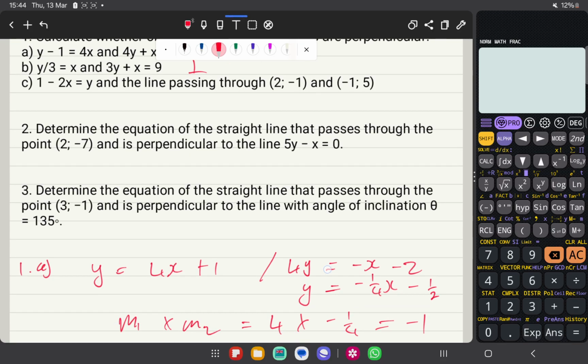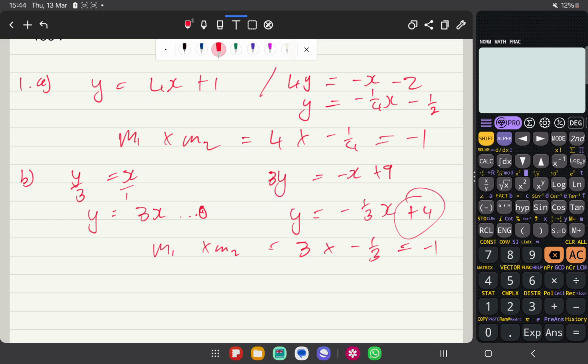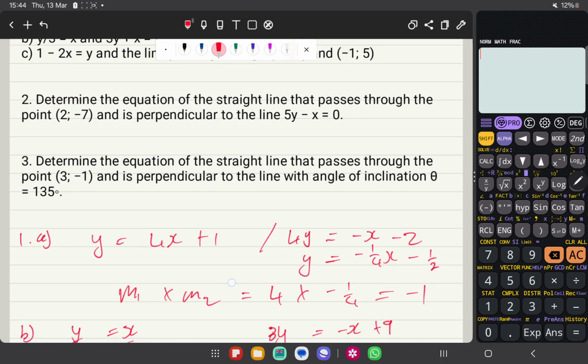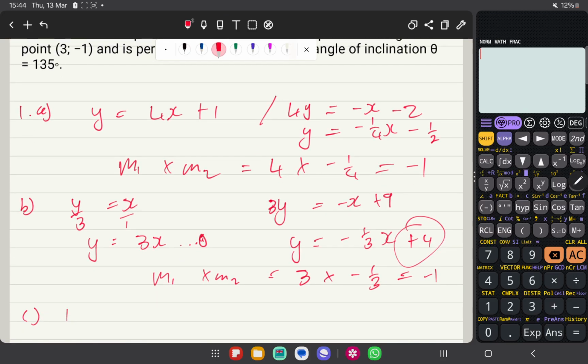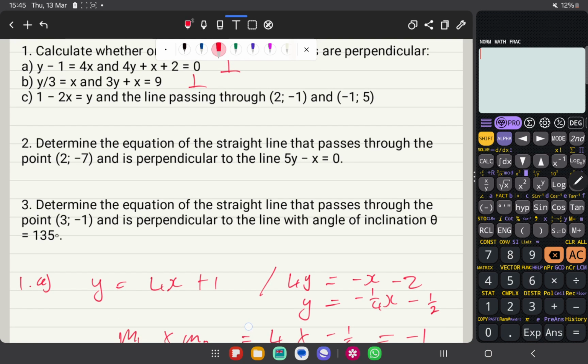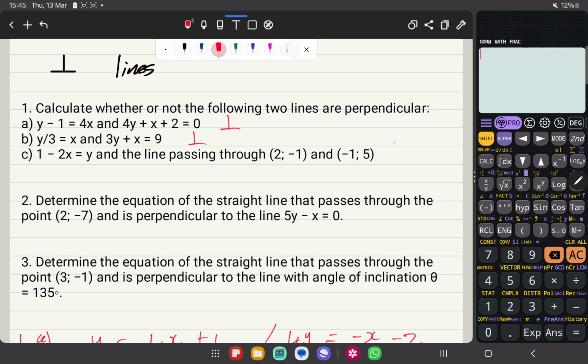Number C, it's nice. We have minus 2x plus 1 equals y, or y equals that. And then I just have to calculate the gradient here.